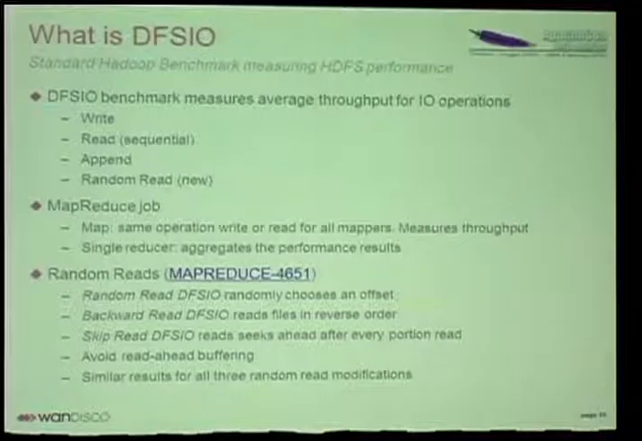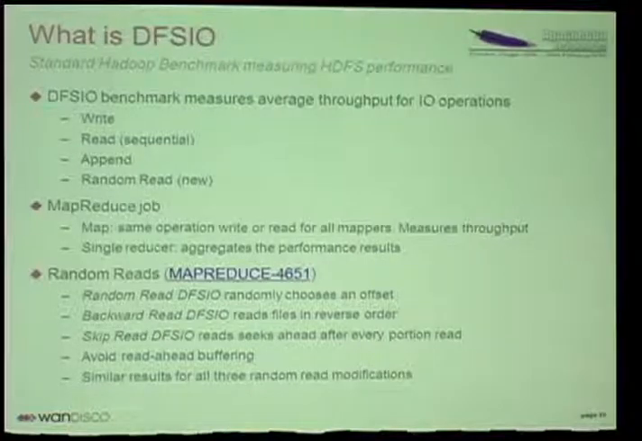What it does is measure performance of writes, sequential reads, appends, and we recently added, specifically for this study, measuring of random reads performance. DFSIO is a MapReduce job. The map actually produces all those IO requests. Basically every map task reads or writes a single file and calculates the throughput. Then it outputs the throughput, and a single reducer aggregates all the information and produces the average throughput of all the maps. So if you want to increase the number of files you are processing simultaneously, then you increase the number of mappers in DFSIO.